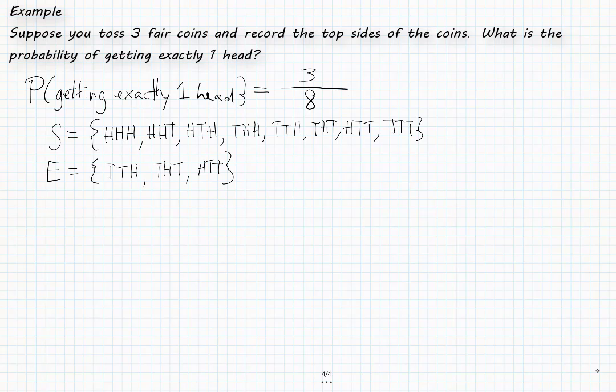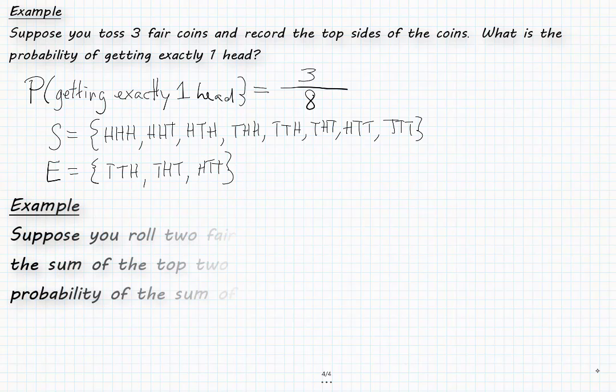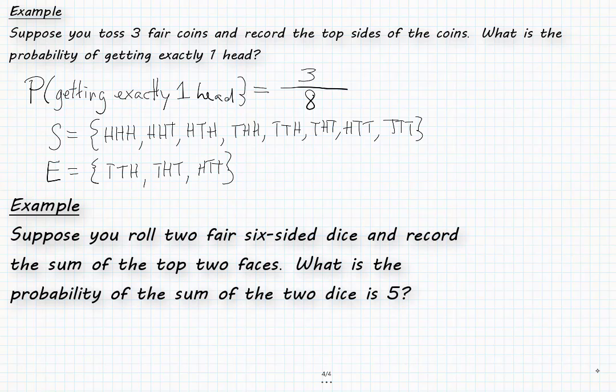So it might seem like we're just counting the number of elements in the event and dividing by the number of elements in the sample space, but that's not always the case. There can be a little bit more trickery to this. So suppose you roll two fair six-sided dice and record the sum of the top two faces. What is the probability that the sum of the two dice is 5?